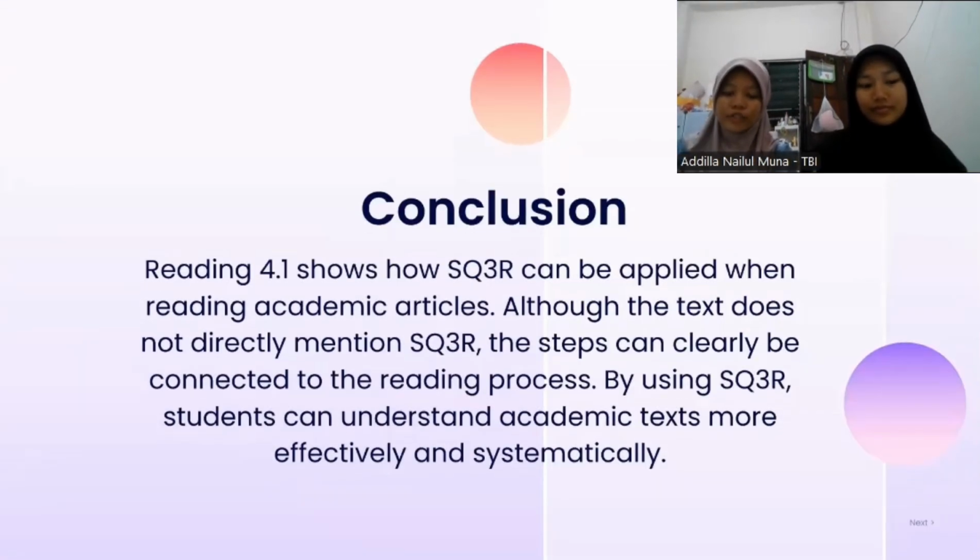Next, the conclusion. In the conclusion, Reading 4.1 shows how SQ3R can be applied to academic reading. Even though the text does not directly mention SQ3R, the steps can clearly be connected to the reading process. By using SQ3R, students can become more active readers and understand academic articles in a more effective, systematic way.